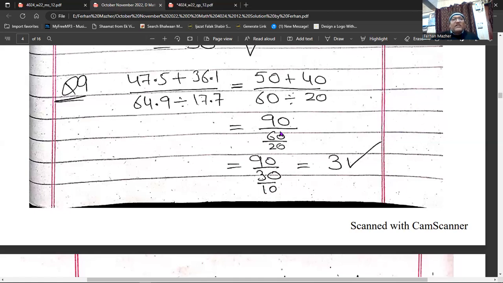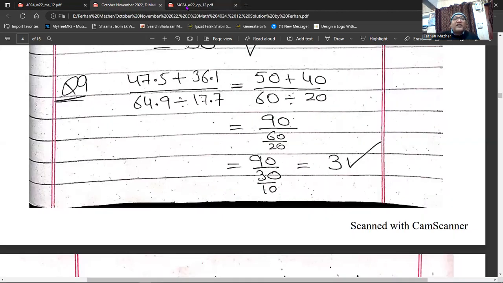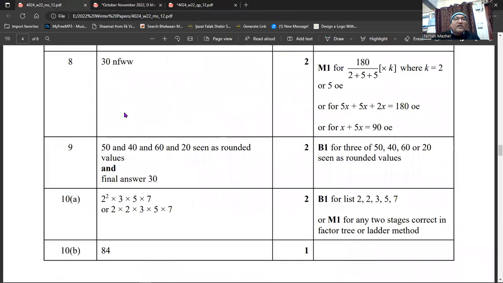It's 3. I think the answer should be not 3. It should be 30. The final answer is 30, not 3. So this answer is supposed to be 30. Okay, just make this correction. By mistake, I only wrote 3. So this is 30. So our answer is right. 30 is the right answer, sir.